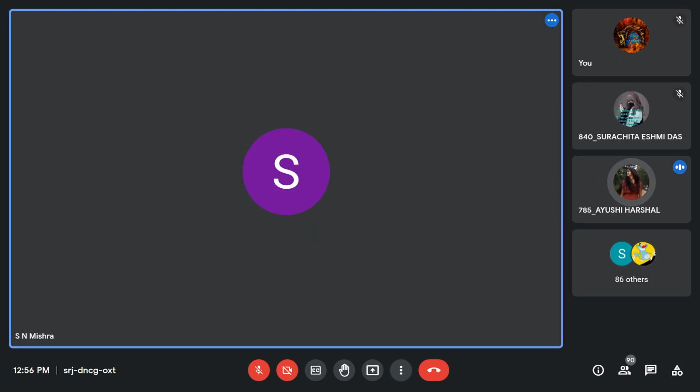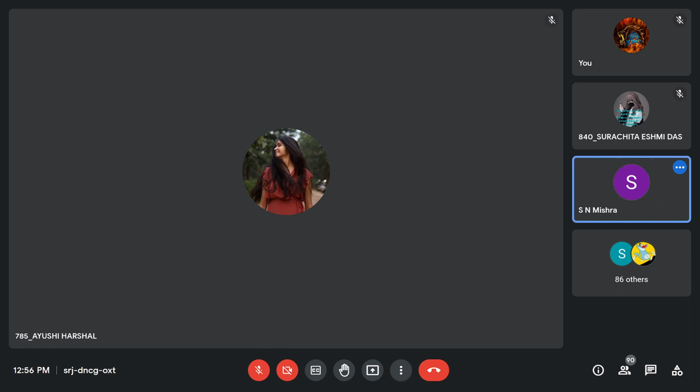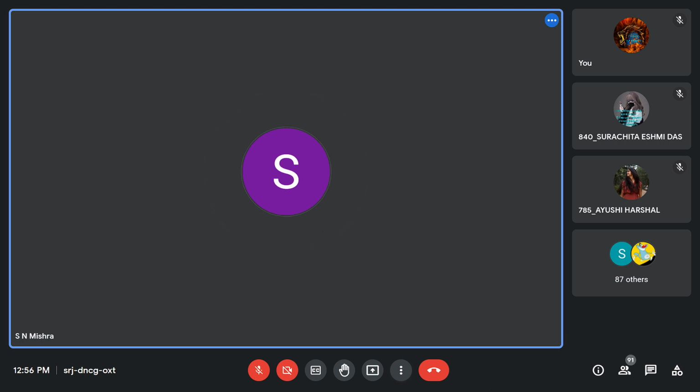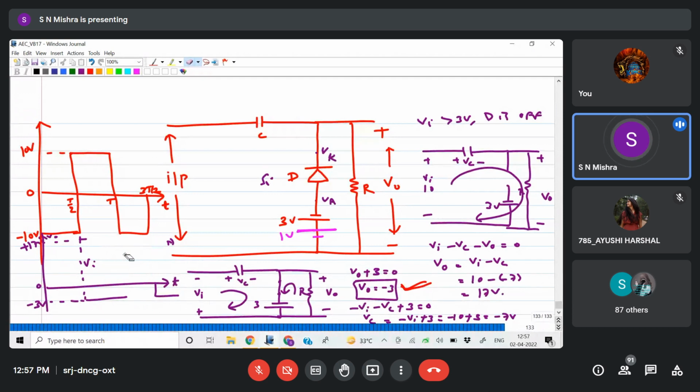Sir, can you please explain that graph once again? The last one. What you are getting: Vi less than 3, that means negative half cycle, and what we are getting is V naught equals minus 3. Okay, so there is a mistake. So you will start from here. Negative half cycle is already given. I thought the first positive half cycle is given.